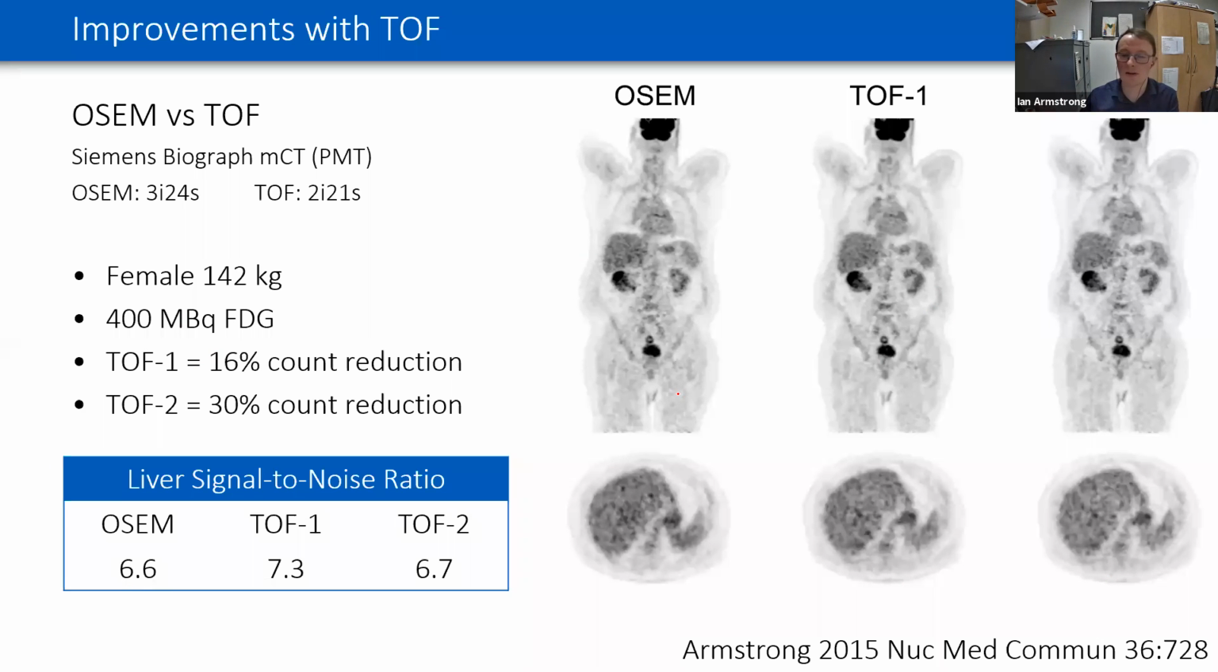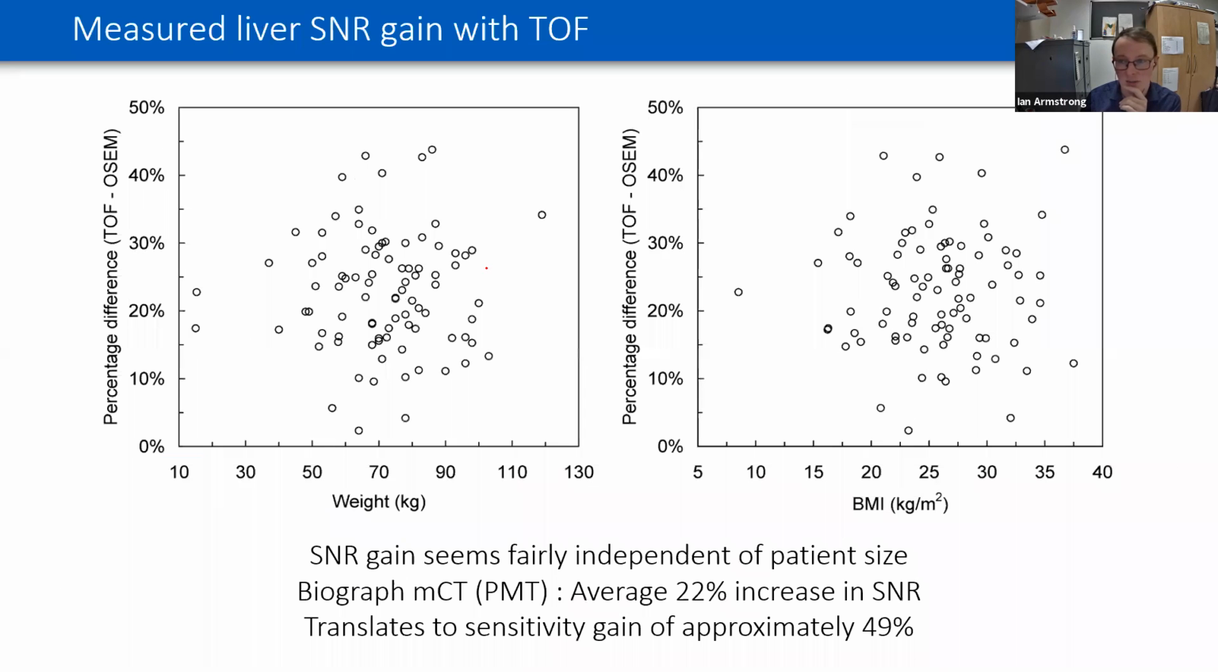So the theory of time of flight says that the gains should be increasing with larger patients, so we should see the greater benefits with the larger patients. And yet, when you actually look at clinical images, which are reconstructed with iterative reconstruction, and we have different types of pathology and different uptake, it's not always quite the case. It's not quite as clear cut as it would be according to the theory. And this is a nice demonstration of this.